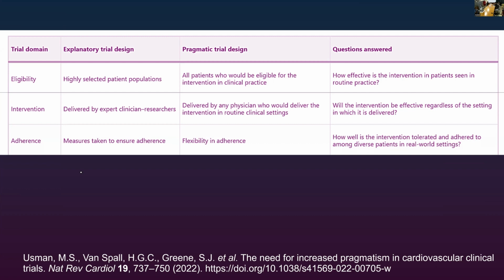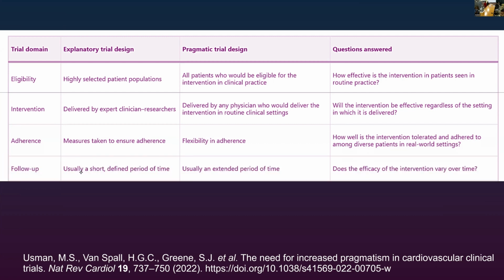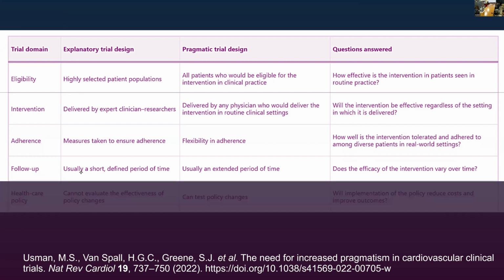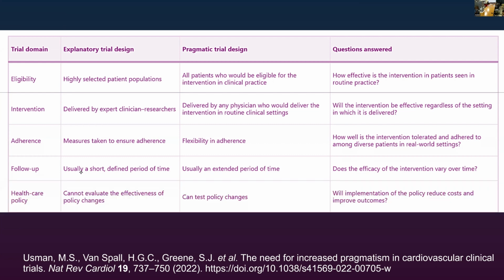So is it flexible in adherence? Is it flexible in delivery? Does it need a lot of follow-up? So efficacy of intervention may vary over time. Do we need multiple recordings, or as usual, as we follow up a patient after 3 months, is the intervention still valid then? So healthcare policy: does it reduce costs, sorry, and improve outcomes?